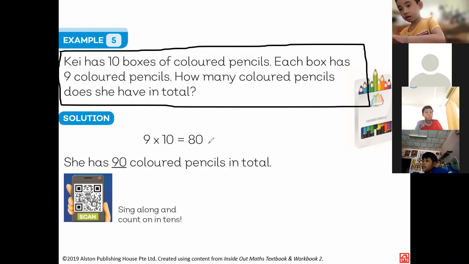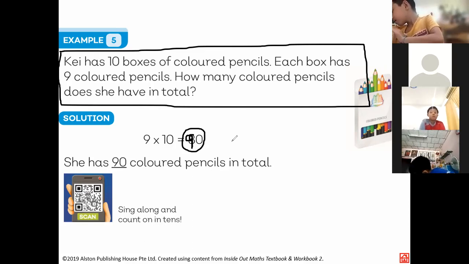So that equals, oh, no, this is not 80, this is 90. So 9 multiplied by 10, that's 90. So that means she has 90 colored pencils in total. Okay, so this one is 90. Okay, next.